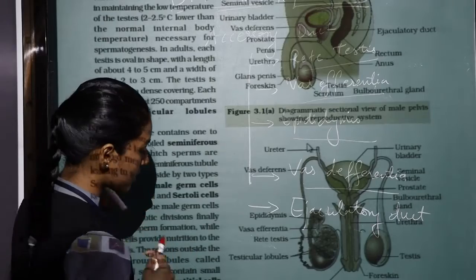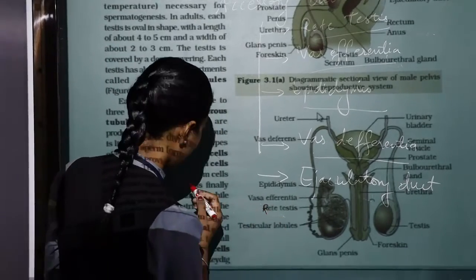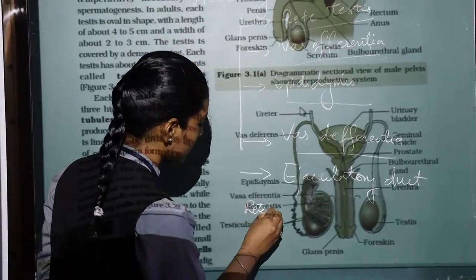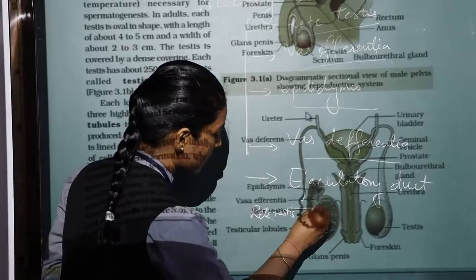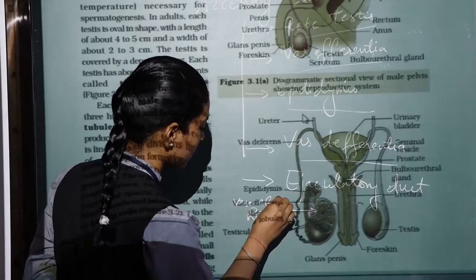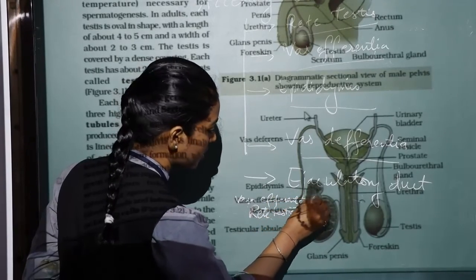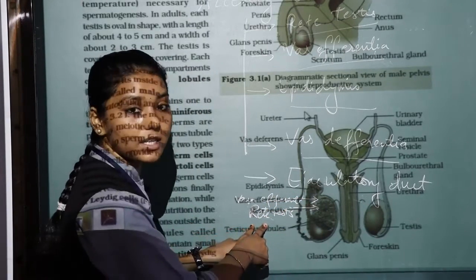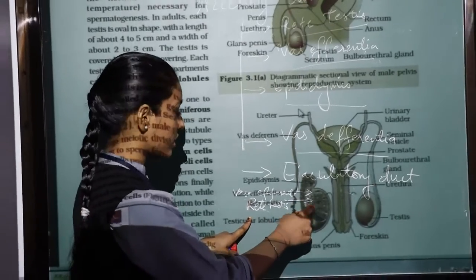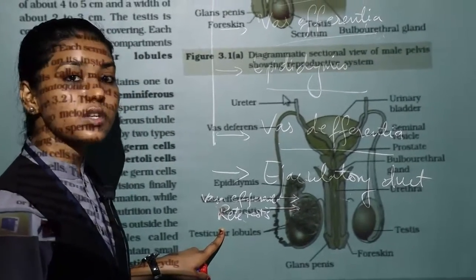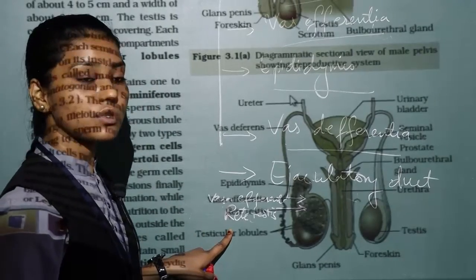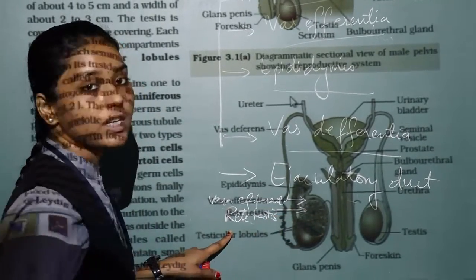Now over here you can see where they are located. This is rete testis. Over here you can see rete testis, this particular part, and then the vasa efferentia is over here. Now the role of rete testis is that it is a connection between, or you can say it connects, the seminiferous tubules. So whatever sperms are produced in seminiferous tubules are transported to rete testis.